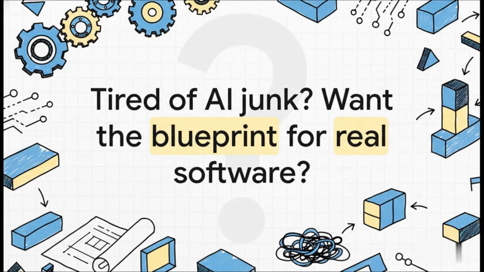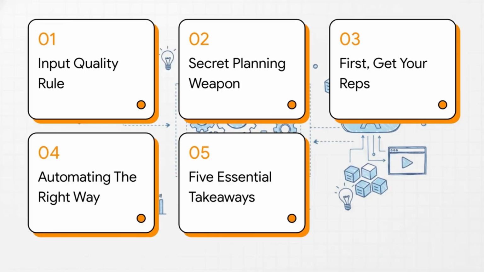If you're getting frustrated with the code that AI spits out, believe me, you are not alone. But what if I told you the problem isn't the model? Today, we're handing you the blueprint to go from generating what some people call AI slop to actually building legit scroll-stopping software. So here's our game plan.